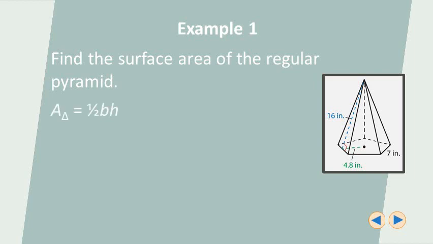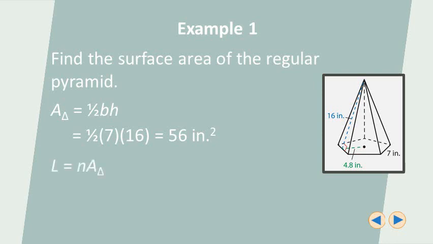So the area of each of the lateral faces will be 1/2 base times height. You're given that the base edges are 7 inches, and that the lateral height is 16 inches. So that comes out to 56 inches for each one of these. Remember, capital L would be the total. Here the capital A is just the area for each of these lateral faces.